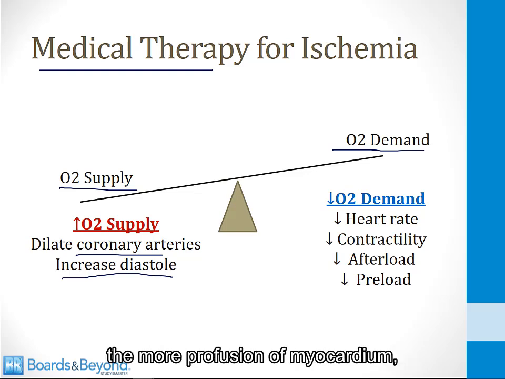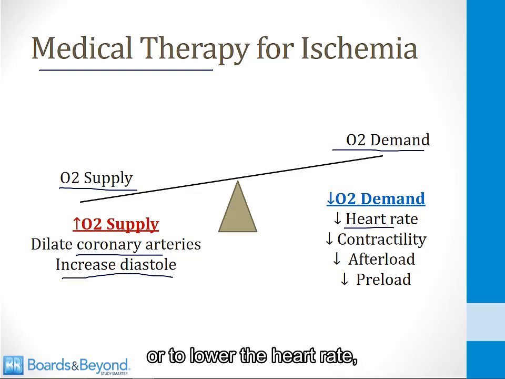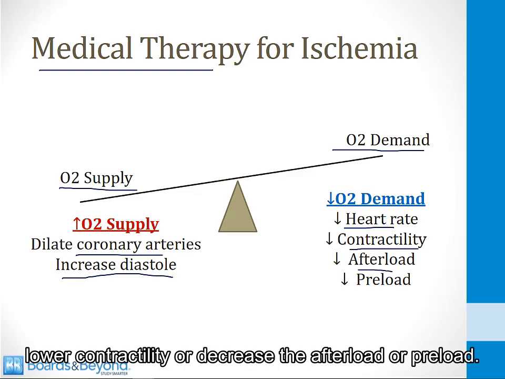perfusion in the myocardium. Ways that you can decrease demand with drugs in terms of ischemia are to lower the heart rate, lower contractility, or decrease the afterload or preload.